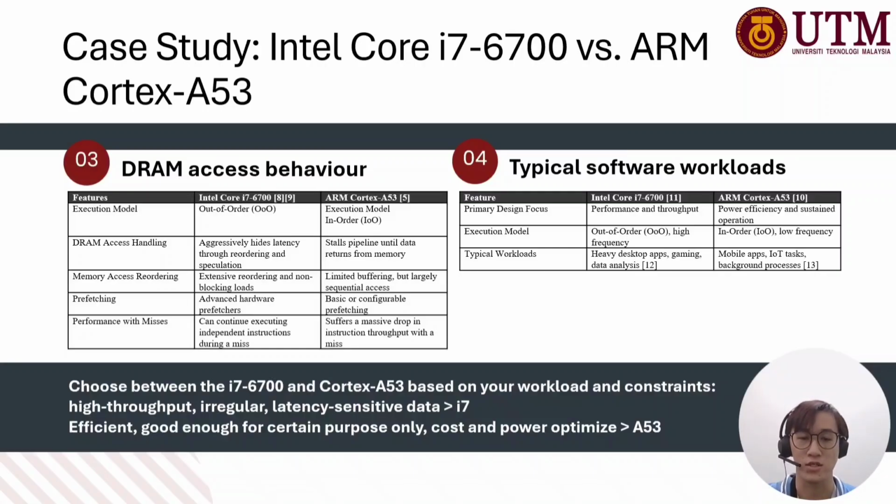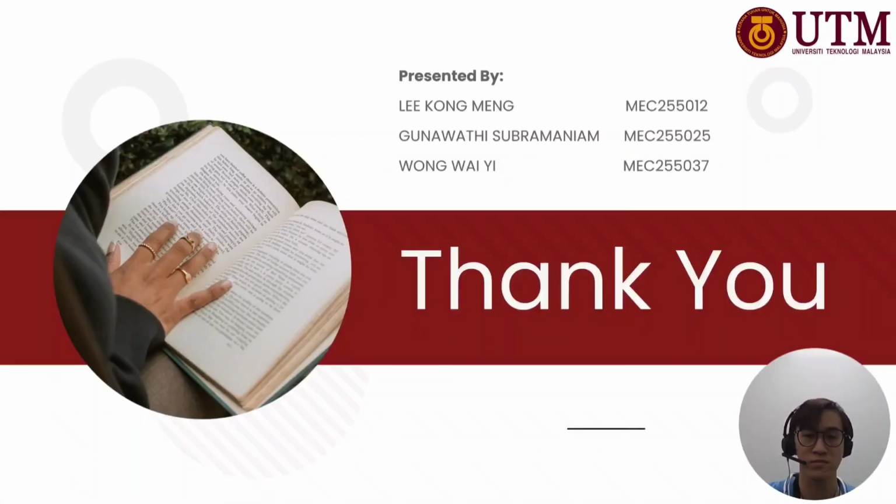So the key takeaway here is that there is no answer to which of the i7 or A53 is better, but we need to choose between them based on our workload and constraints. If you are going for high throughput, irregular, and latency-sensitive workloads, you will choose the i7. If you are going for efficiency, good enough for certain purposes only, and optimizing cost and power, you will go for the A53. I think that's all for our presentation today.